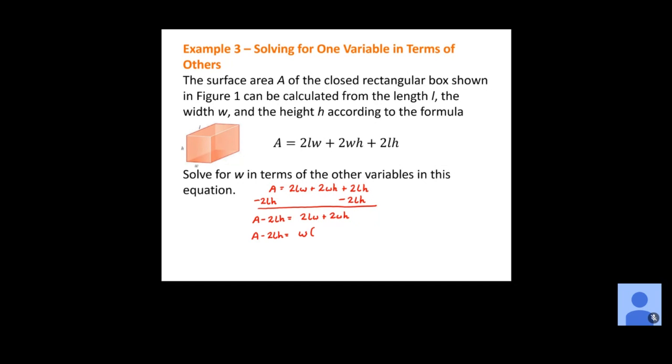But now I'm going to factor out just the variable that I'm trying to solve for, so just the W. If I do that from this first term, all that's left is 2 times L. And then if we factor out the W from the second term, that's going to leave us with 2 times H.